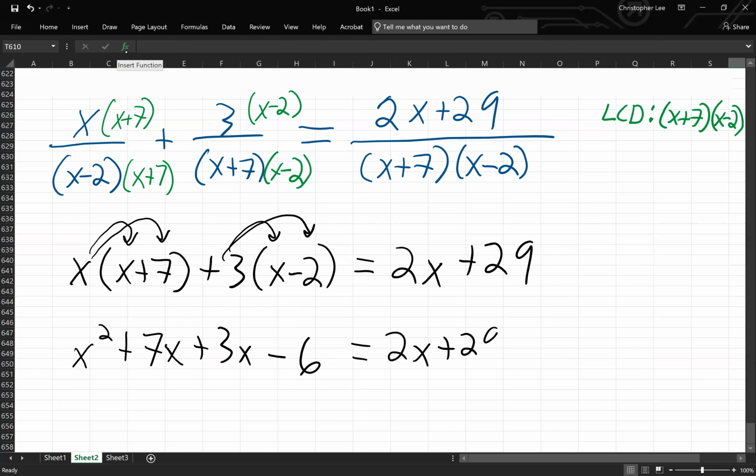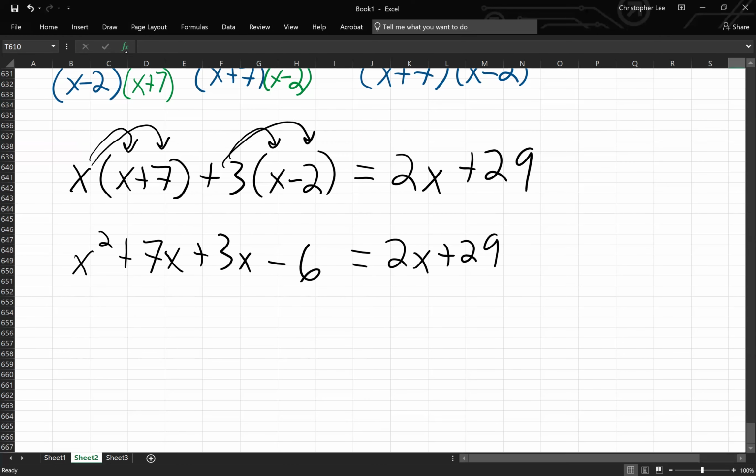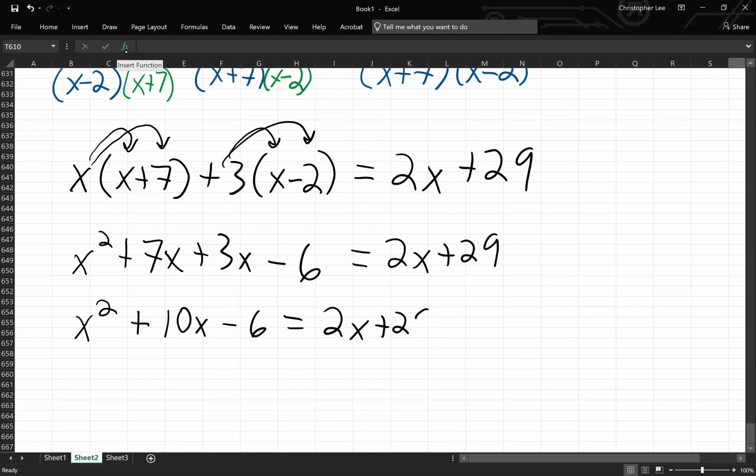Very good. What's next? Okay, so what do I have? X squared, plus... 10x. 10x, right? 7x plus 3x is 10x. Minus 6 equals 2x plus 29. What do I do next?